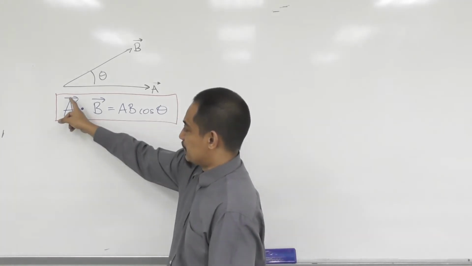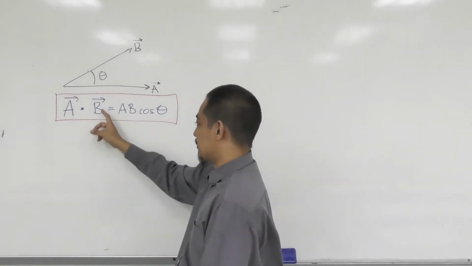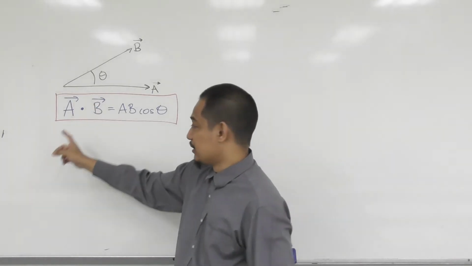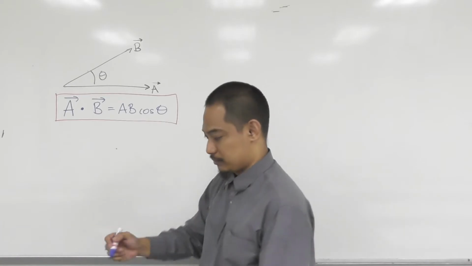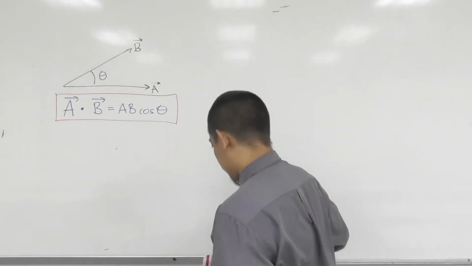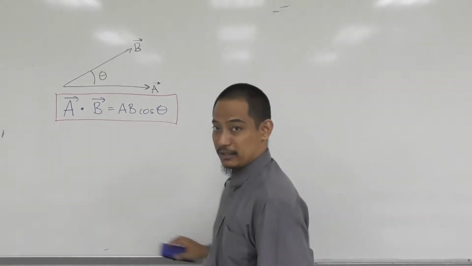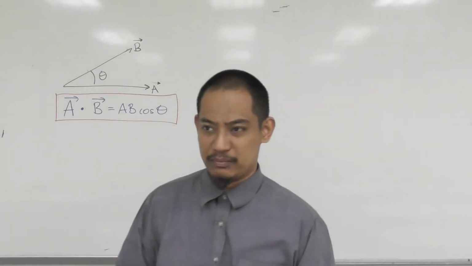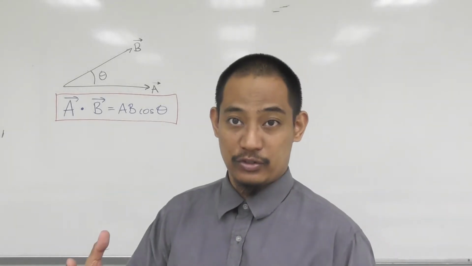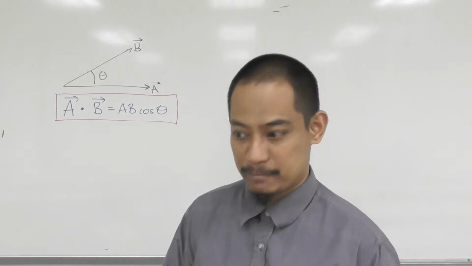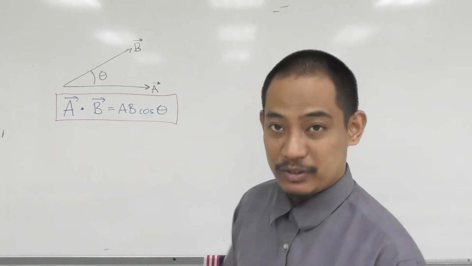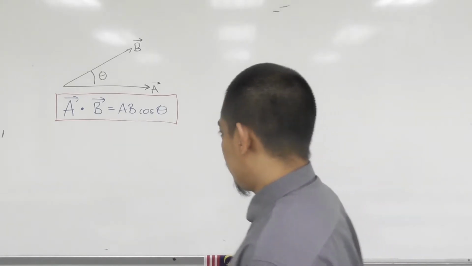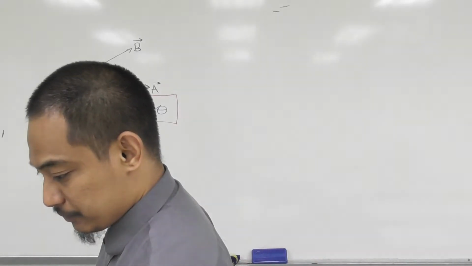This one must have an arrow because it's a vector, this one must have an arrow because it's a vector, and dot is not just like that normally. We have to make it clear like that to differentiate between multiply and dot. Dot is not multiply. Do not confuse the two. So A dot B equal to AB cos theta.